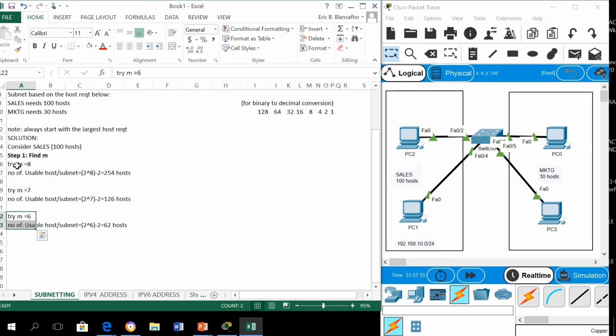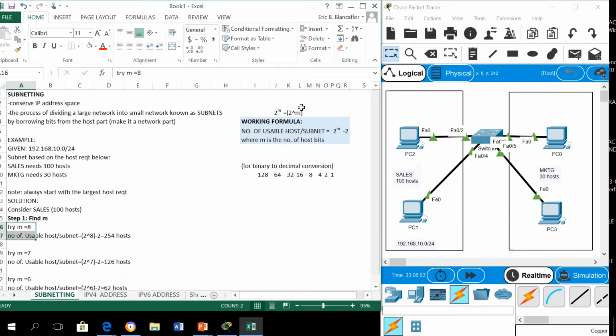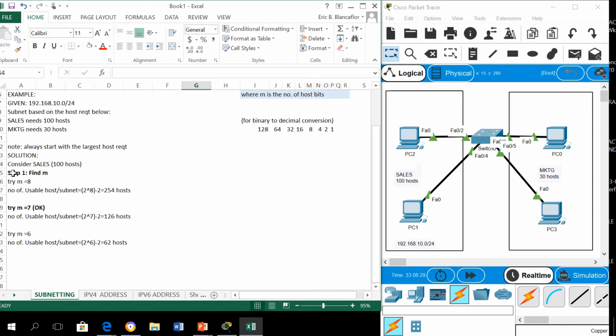So I only have these two options, right? M of 8 or M of 7. If I use M of 8, then I did not achieve the objective of subnetting, that is to conserve IP address space, because there's too much waste here. I only need 100, then there's that 154 being wasted. So the best M is this one, M of 7. This is the right M. After you get the value of M, we go to step 2.